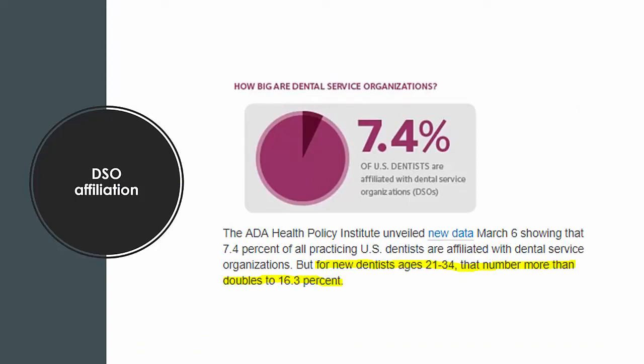Here we're looking at DSO affiliation, that is to say the number of dentists who are actually affiliated professionally in some capacity with dental service organizations, and it currently stands at approximately 7.4%. This is according to the ADA, the American Dental Association Health Policy Institute. They unveiled this new data on March 6th of last year, showing that 7.4% of all practicing US dentists are affiliated with DSOs. But for new dentists, and this is the important point to bear in mind, aged 21 to 34, that number more than doubles to 16.3%.